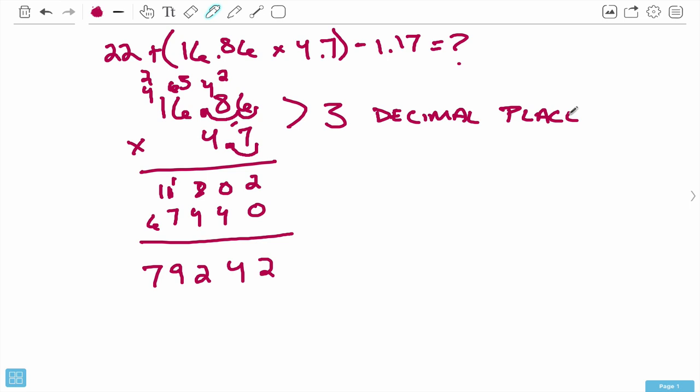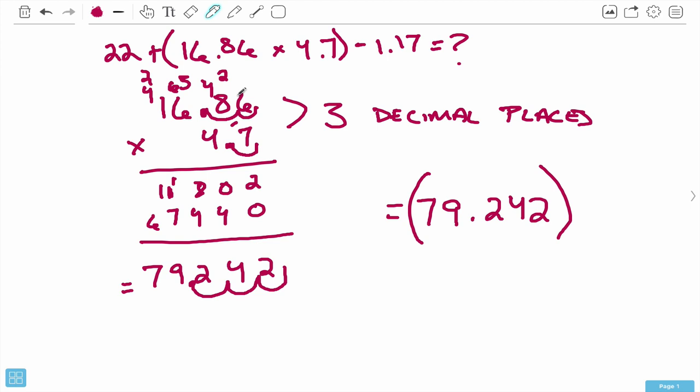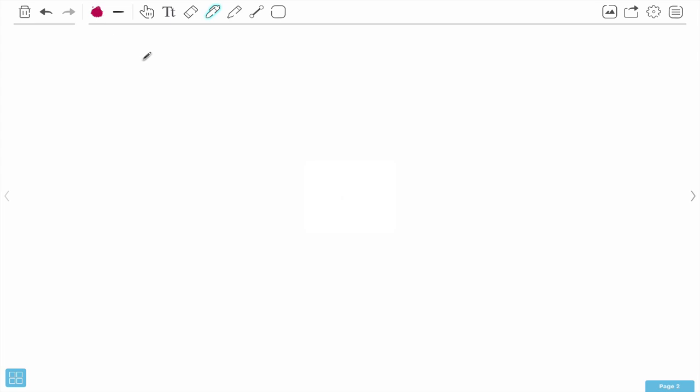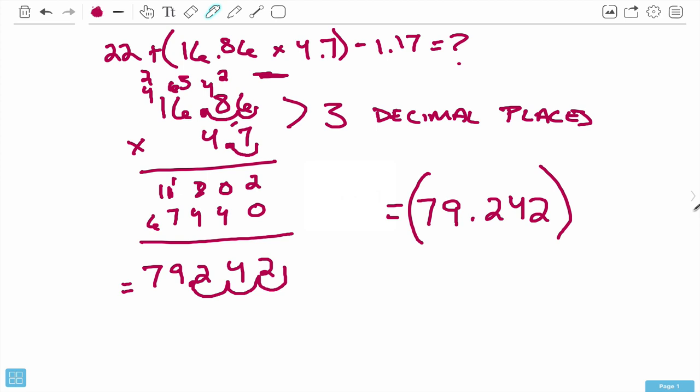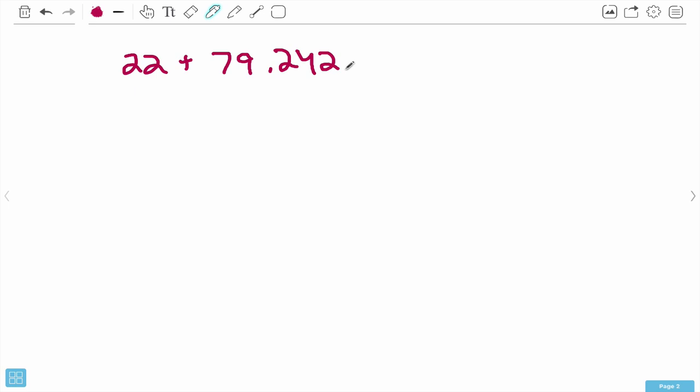So 1, 2, 3. So this question, 16.86 times 4.7 equals 79.242. So we're gonna take this number, we're going to plug it in here in the middle. So we'll rewrite it over here. So we'll do 22 plus 79.242 minus 1.17.